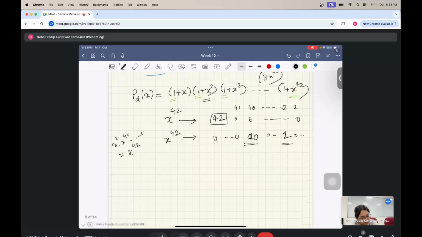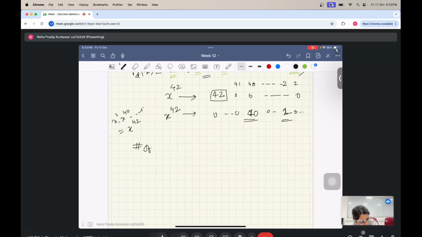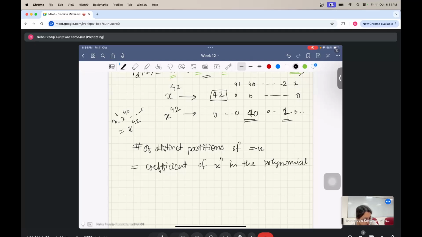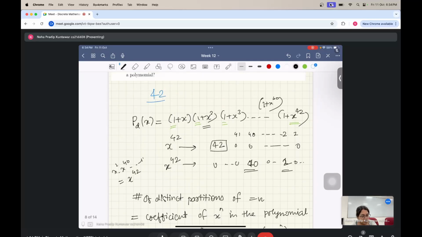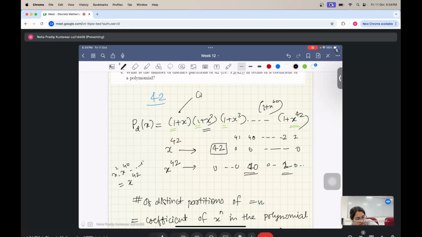Therefore, the total number of distinct partitions of n is equal to the coefficient of x to the n in the expansion of the polynomial (1 plus x)(1 plus x square), and so on all the way up to (1 plus x to the n). And that's the solution. So in this case, what you're looking for is the coefficient of x to the 42 in the expansion of the following polynomial.